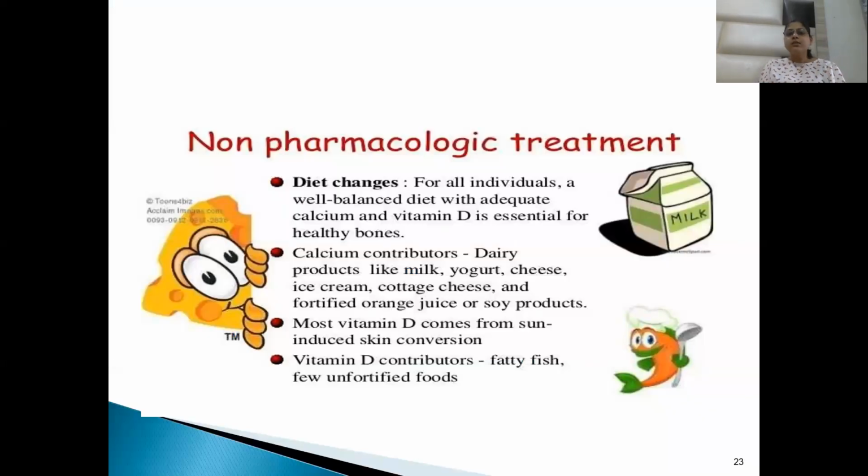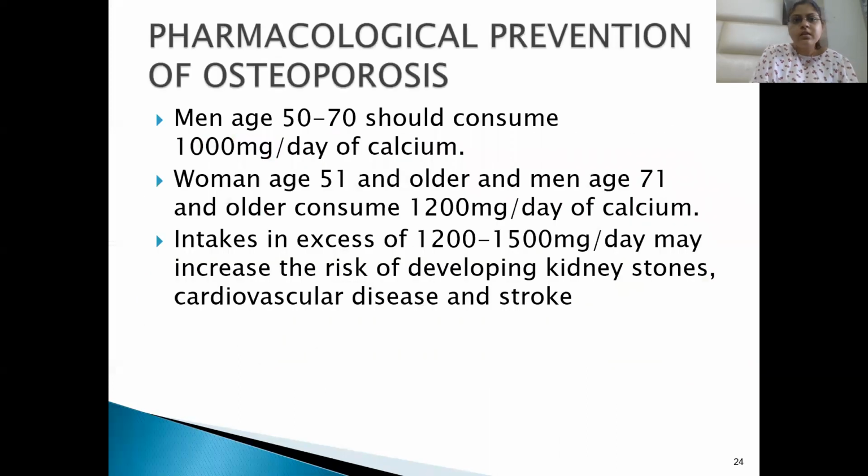Now, non-pharmacological treatment. Dietary changes for all individuals. A well-balanced diet with adequate calcium and vitamin D is essential for healthy bones. Calcium contributors: dairy products like milk, yogurt, cheese, ice cream, cottage cheese, fortified orange juice, and soya products. Most vitamin D comes from sun-induced skin conversion, and vitamin D contributors: fatty fish and a few unfortified foods.